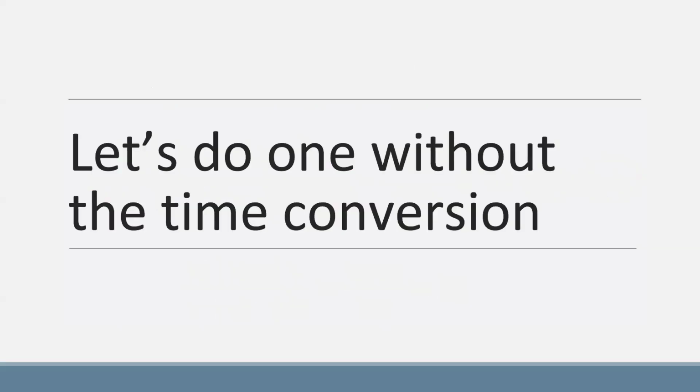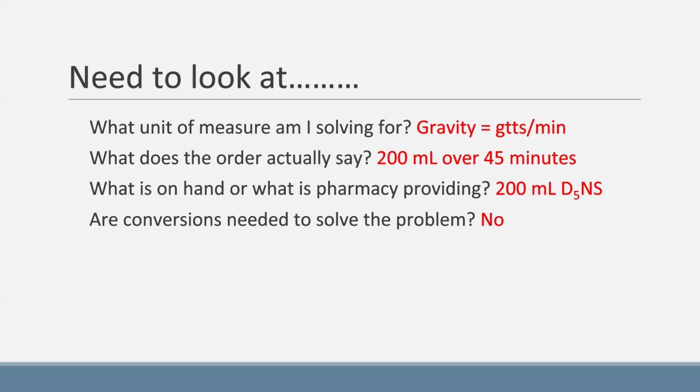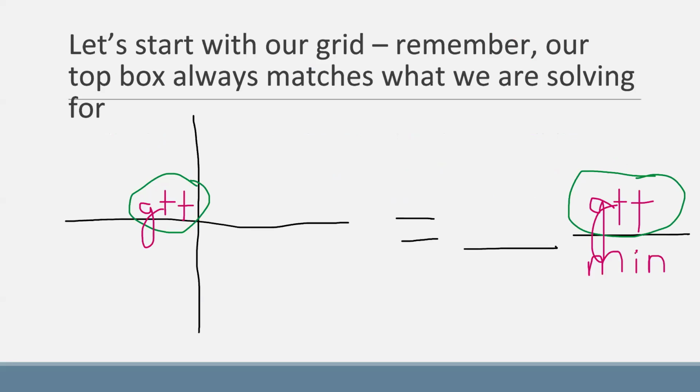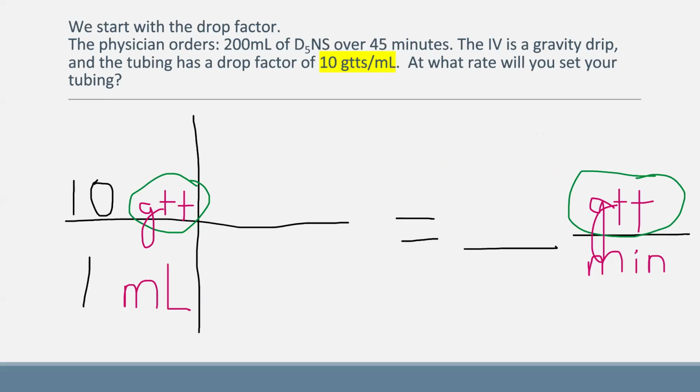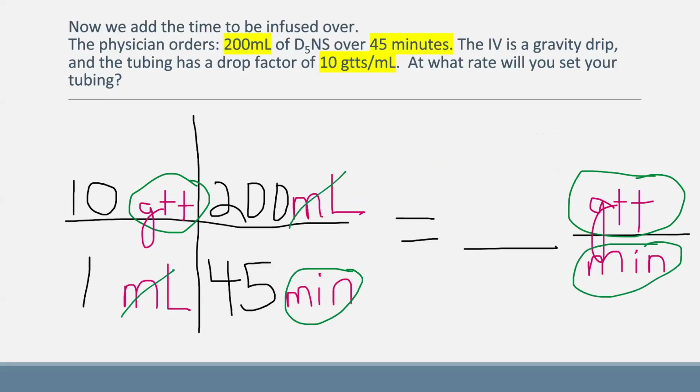Okay, now let's do one without the time conversion. The physician orders 200 milliliters of D5 normal saline over 45 minutes. It's a gravity drip, and the tubing has a drop factor of 10 drops per milliliter. What rate will you set your tubing? Since it's gravity, it's going to be in drops per minute. It says to do 200 over 45 minutes. I have a bag of 200 in my hand, and there are no conversions. So I'm going to start with my drop factor, which is 10 drops per milliliter. And then I need milliliters up here, so that's going to be my 200, over 45 minutes. Is my grid done? Yes, it is, because my milliliters cross out, and I have drops per minute left, which is what I'm solving for.